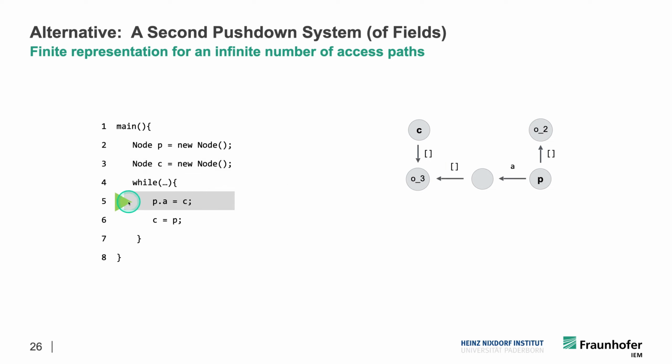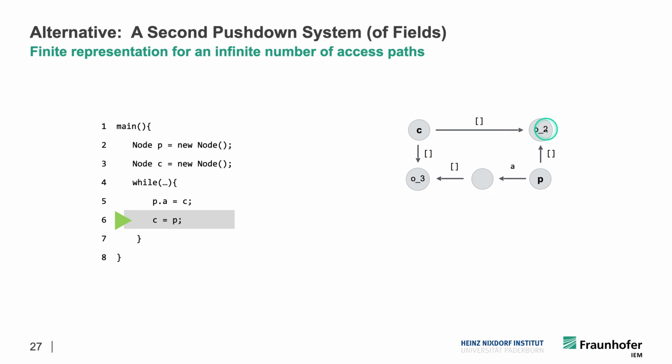Next, we are processing line 5, and we are again generating this push rule that I showed you earlier. So we are connecting p.a, so to say, to the object that is pointed to by C. Next, we are processing this line, so C is actually pointing to the same object that p is pointing to, so we will introduce such an edge here formed by the appropriate rule.